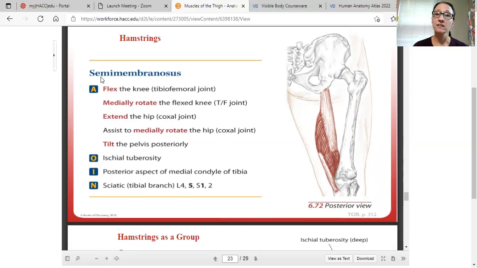All right, now as far as the actions are concerned, remember the semi-sisters are synergists, so we have flexion of the knee, medial rotation of the flexed knee. We have extension of the hip, medial rotation of the hip, and tilting the pelvis posteriorly. So the actions are identical, okay? Also innervated by the sciatic nerve. So other than the insertion, semitendinosus and semimembranosus are identical muscles.